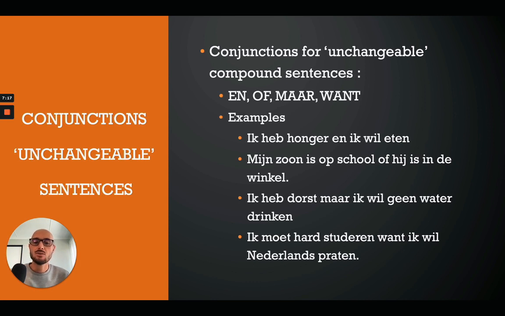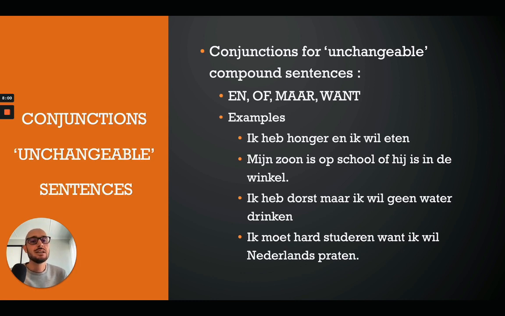And then the last one, ik moet hard studeren, want ik wil Nederlands praten. Ik is our subject, moet is our finite verb, and then want, because, our connecting word, ik, subject again, wil is our finite verb. So these ones are unchangeable. So every time you use a compound sentence and you want to use a connecting word, and it's en, of, maar, or want, you can do it exactly like you would in English.